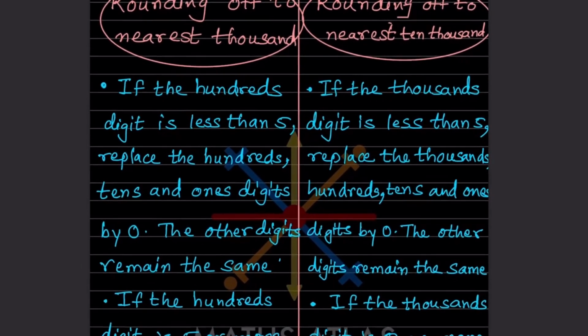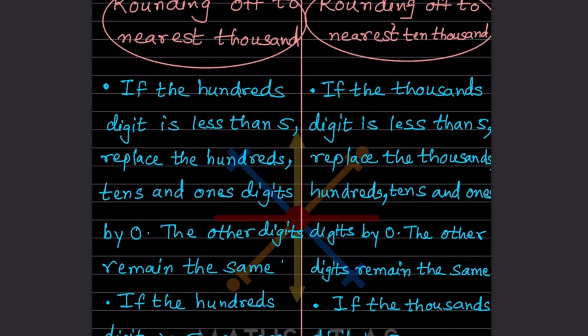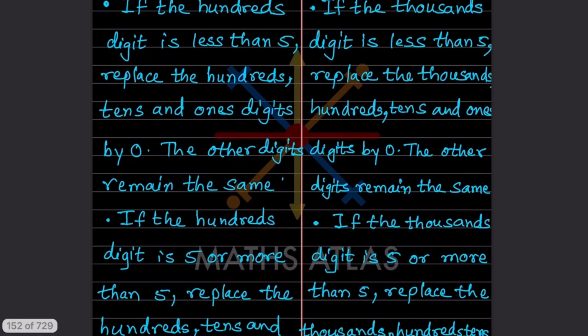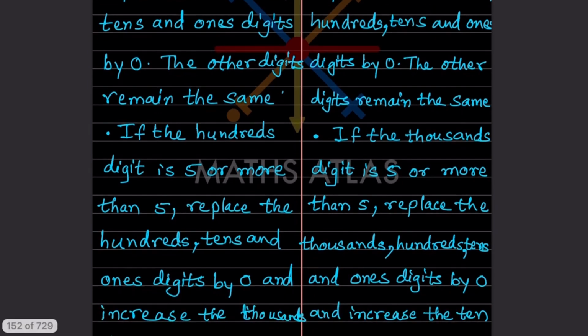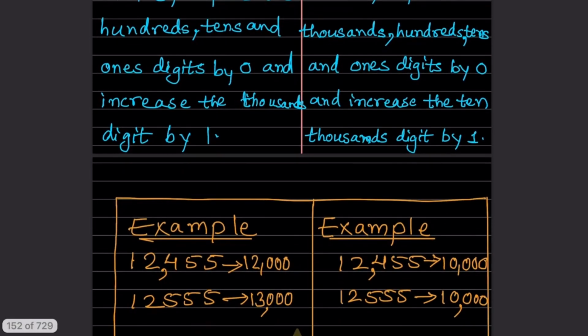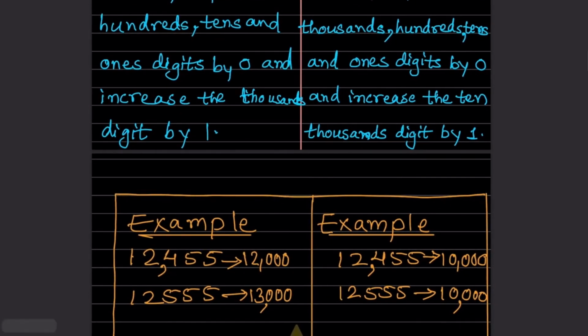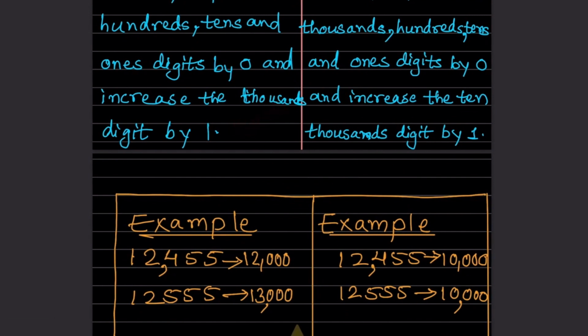So now it goes for the rounding off to the nearest 1000. So you say in here, if the hundreds digit is less than 5, replace the hundreds, tens and ones digit by 0. The other digits remain the same. If the hundreds digit is 5 or more than 5, replace the hundreds, tens and ones digit by 0 and increase the thousands digit by 1. So now let us see the example. This is for the thousands.